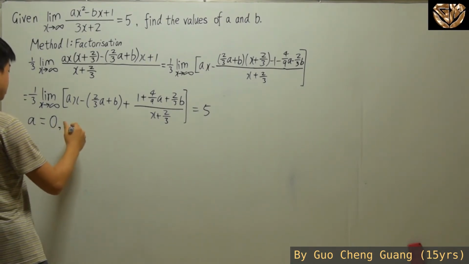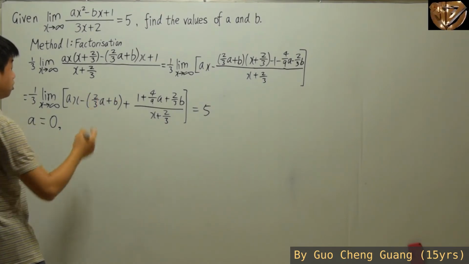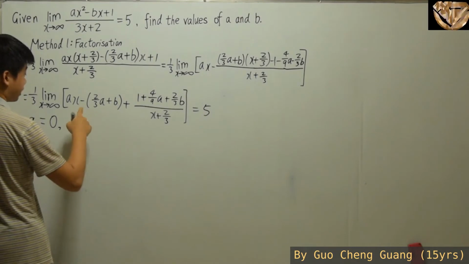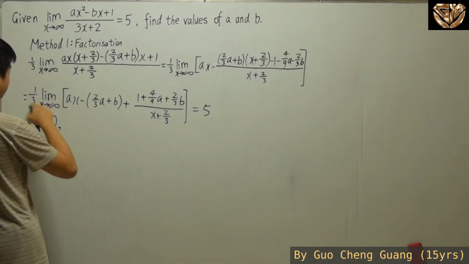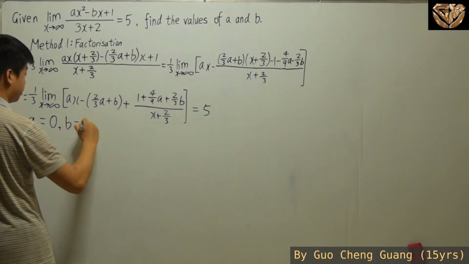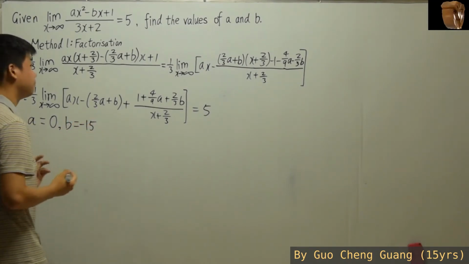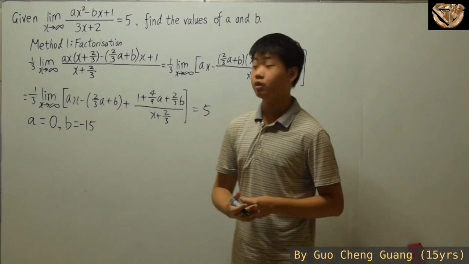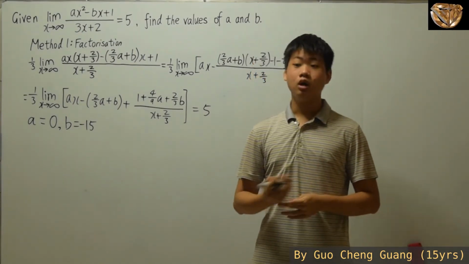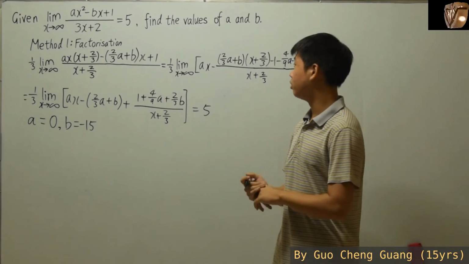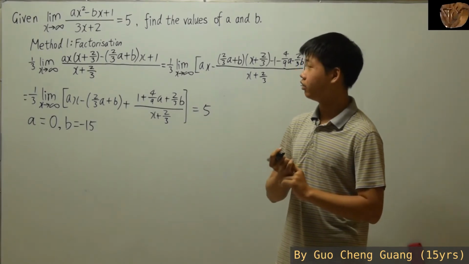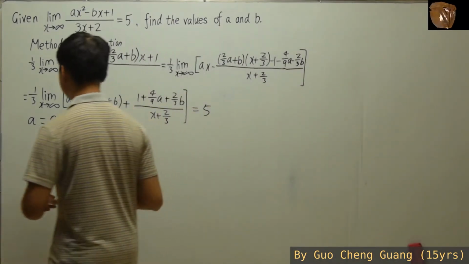And since a is equal to 0, you take a look at your second term, which is the constant part. And you get negative 1 over 3 b is equal to 5. And thus b is equal to negative 15, right? So this will be the result you get with this method of factorization. Right, so that is our first method. Let's take a look at what other kind of method we can use.